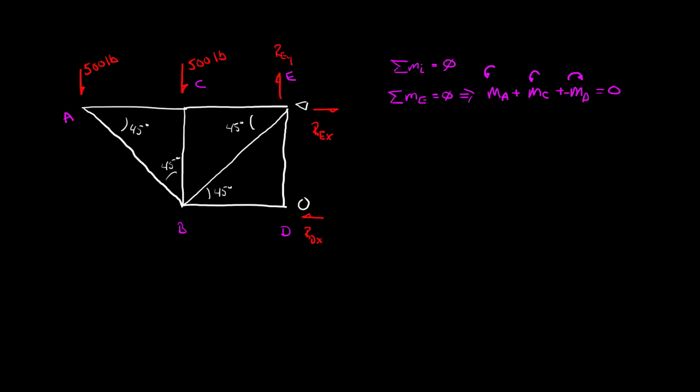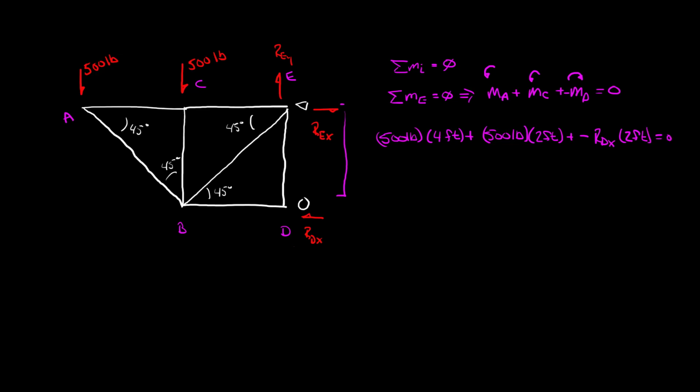So I come back and look at my diagram. What I can say is my force at A is 500 pounds, acting on a moment arm of 4 feet, plus another 500 pounds, which is the force at C, acting at a moment arm of 2 feet, plus a negative value, and the force at D is the reactionary force at D in the x component, acting at this distance, right there to there, and that distance happens to be 2 feet. That all has to equal 0.